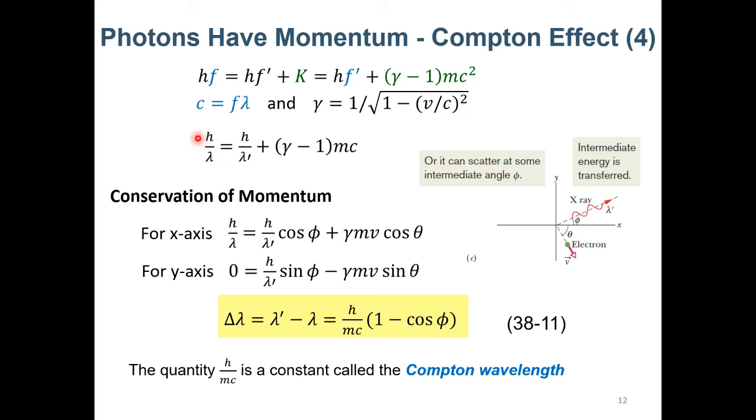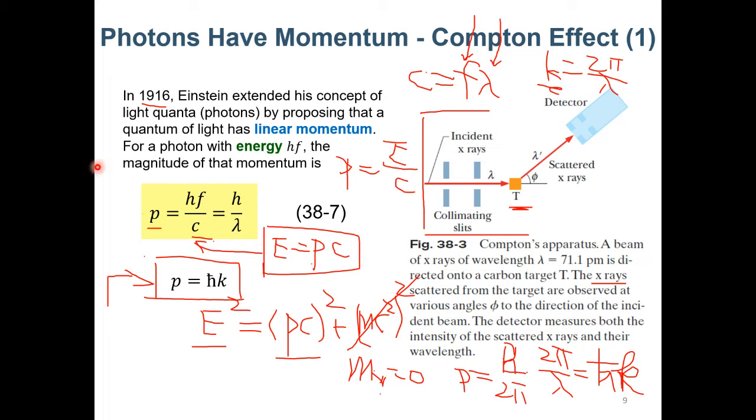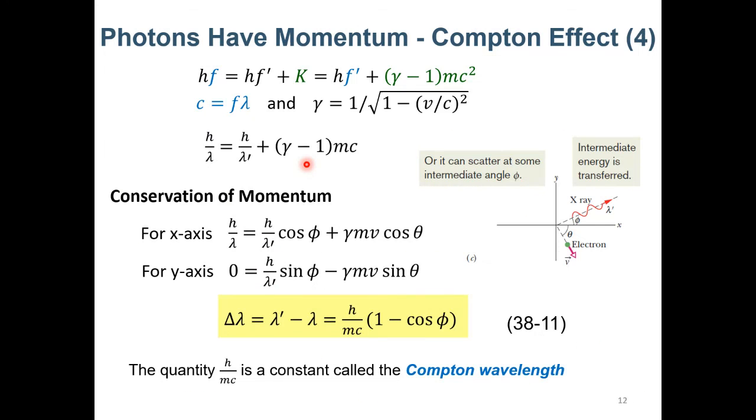So this is the original momentum. This is the momentum of the photon. The momentum of the X-ray should originally be h over lambda, and it becomes h over lambda prime after the collision. And the electron has some kinetic energy, and also has momentum, which is gamma minus 1 m c.